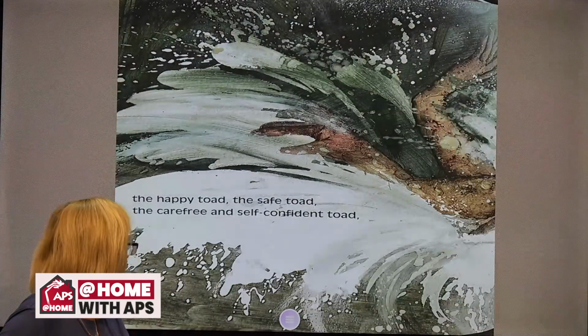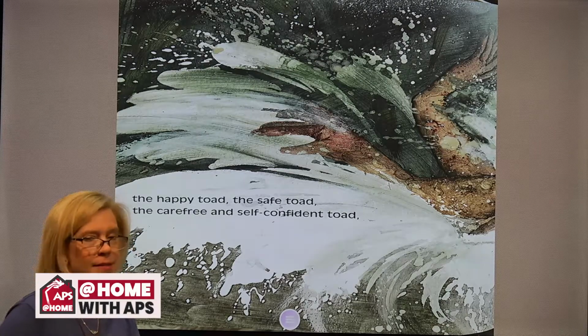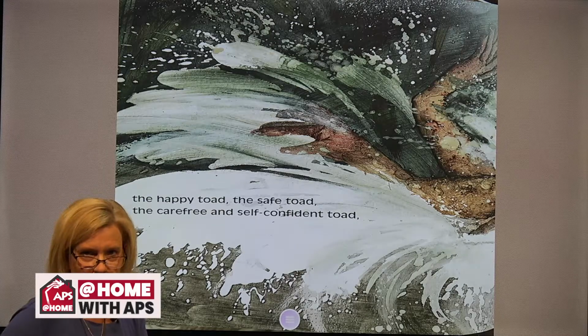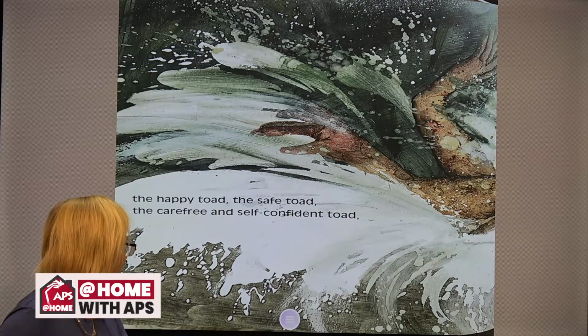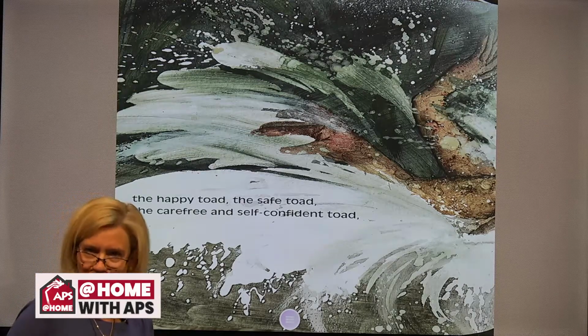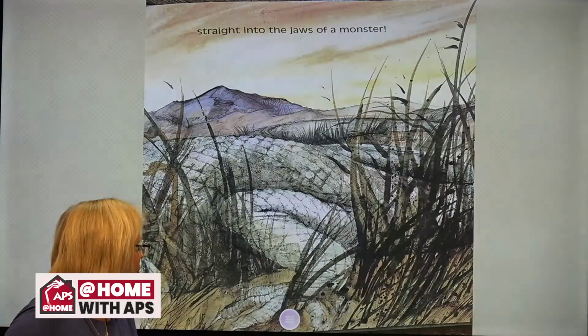I want to get back to these words. The happy toad, the safe toad, self-confident. Those are really important qualities. And he's carefree. Can you picture him? Our author does such a good job.